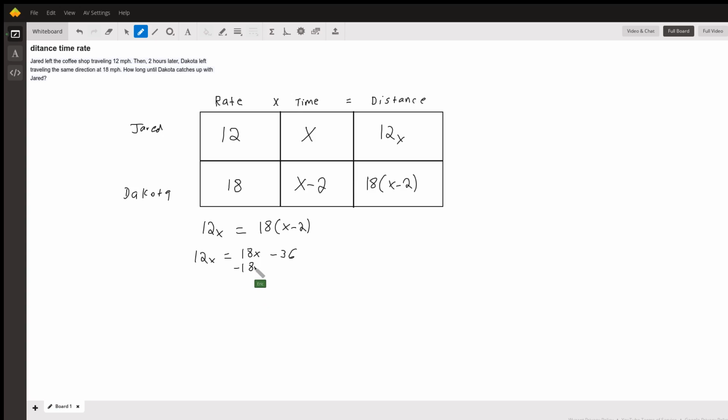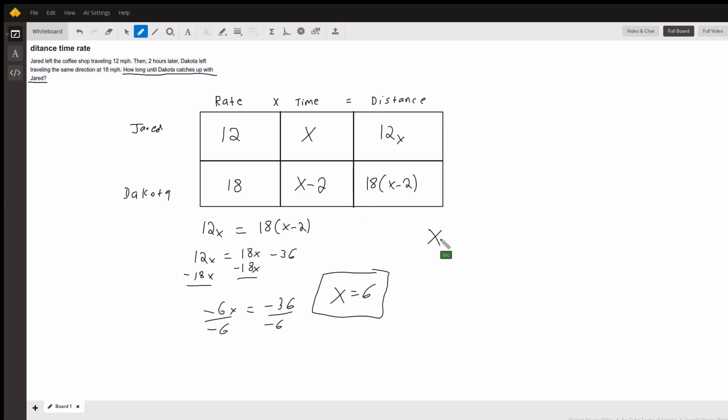Now we're going to subtract 18x from both sides. 12x minus 18x, the difference between 12 and 18 is 6, so we get negative 6x equals negative 36. Now divide both sides by negative 6, and we have x equals 6. Now, don't just stop here, because we have to realize what the question is actually asking us. How long until Dakota catches up with Jared? You can see the final sentence. So we're looking for Dakota's time. It's not 6, but Dakota's time is x minus 2, which means 6 minus 2, or 4.